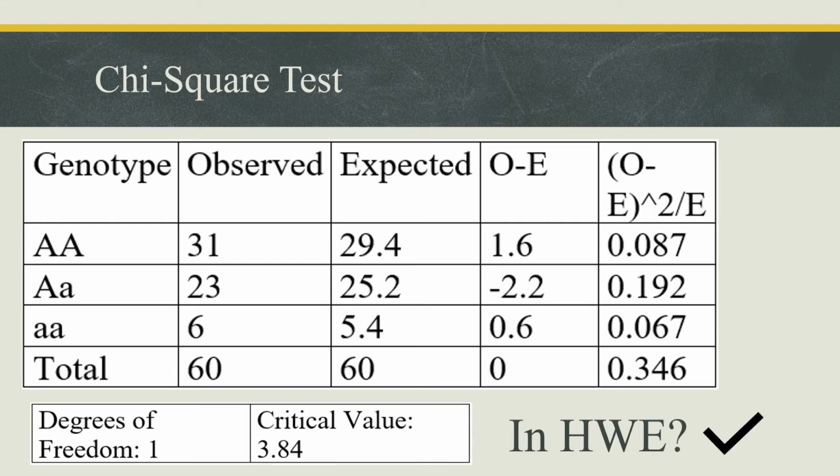The table on screen shows the inputs used to calculate the chi-square value, which in this case is 0.346. Since this value is below the relevant critical value of 3.84, we will fail to reject the hypothesis and can say that the gummy bear population is in Hardy-Weinberg equilibrium.